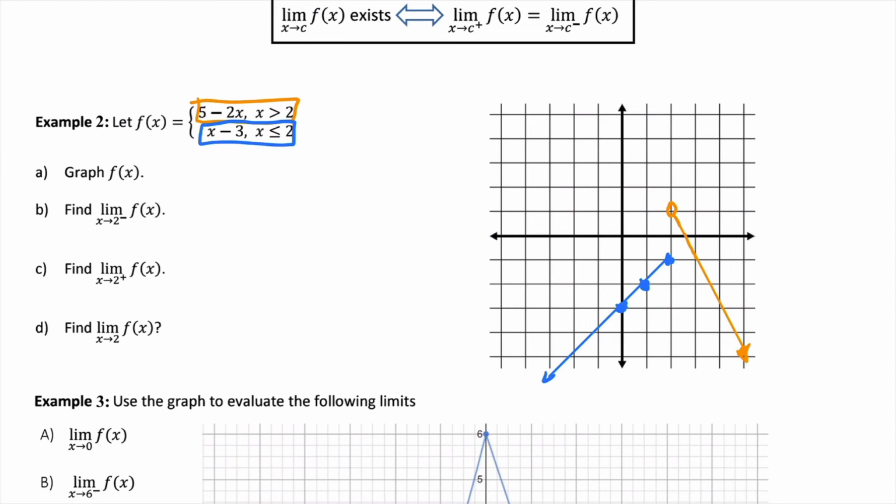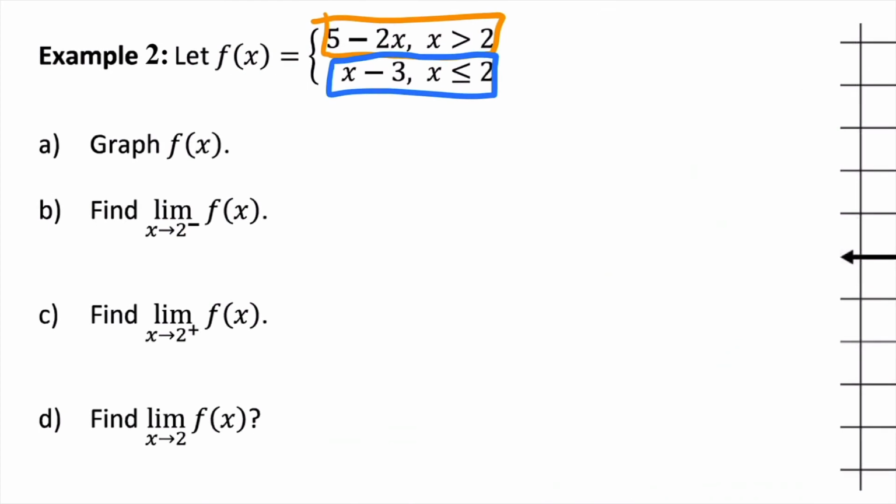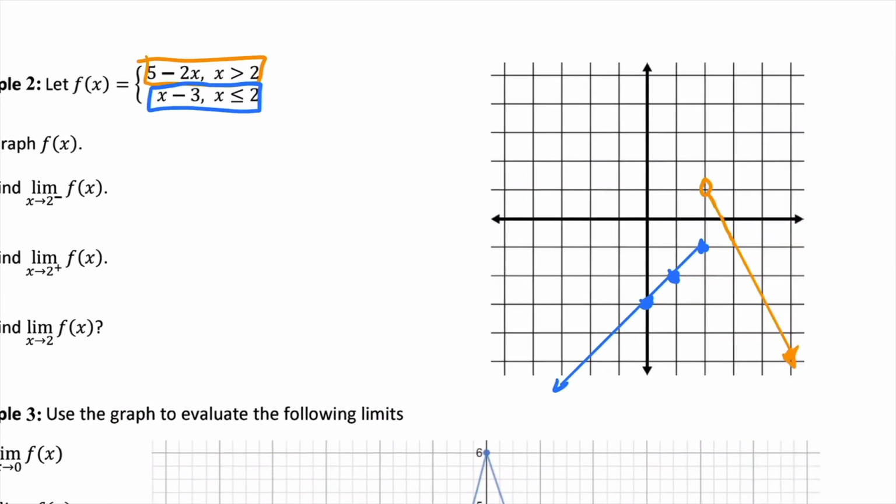Step letter B. Okay, find the limit as x approaches 2 only from the left side. Only from the left side because of that negative, right? That negative here means only from the left side. Okay, so x equals 2 is right there. So which way am I going to start on? Blue or yellow-orange? Blue, only on blue because blue is coming from the left side.